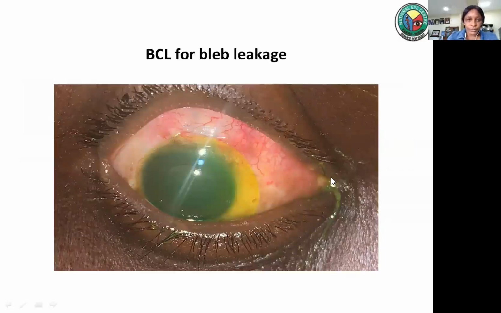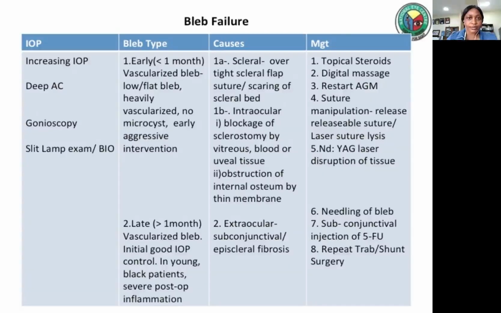This is one of our patients who had a bleb leak after surgery. You can see here that he has a diffuse, well-formed bleb, but there was a leak. And so we put a BCL on him. The BCL just goes to where the leak was. The larger the diameter of the BCL, the better it is. So if you have a large diameter BCL, 13 millimeter and above, it applies more pressure to the leaking area.